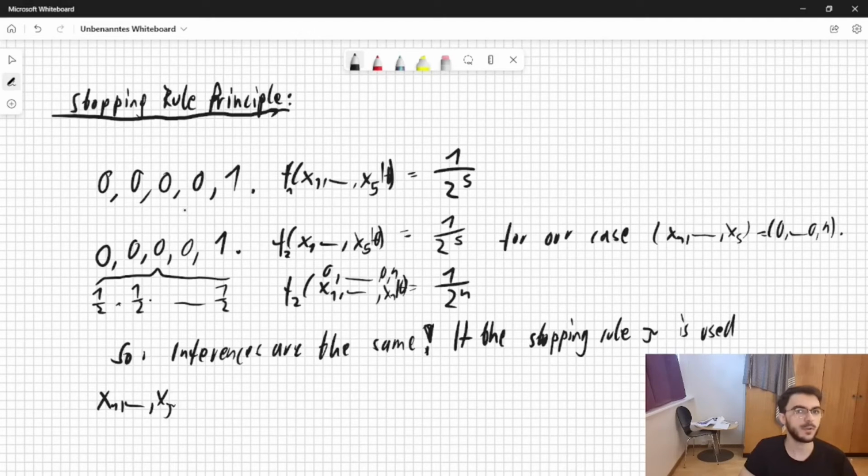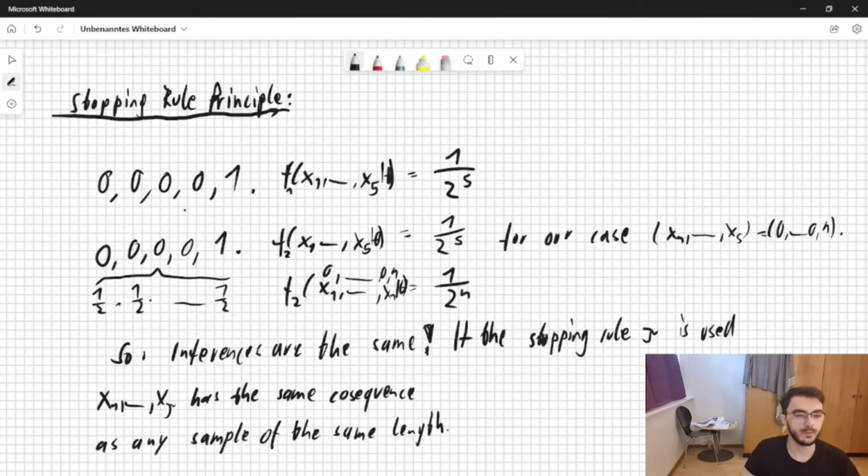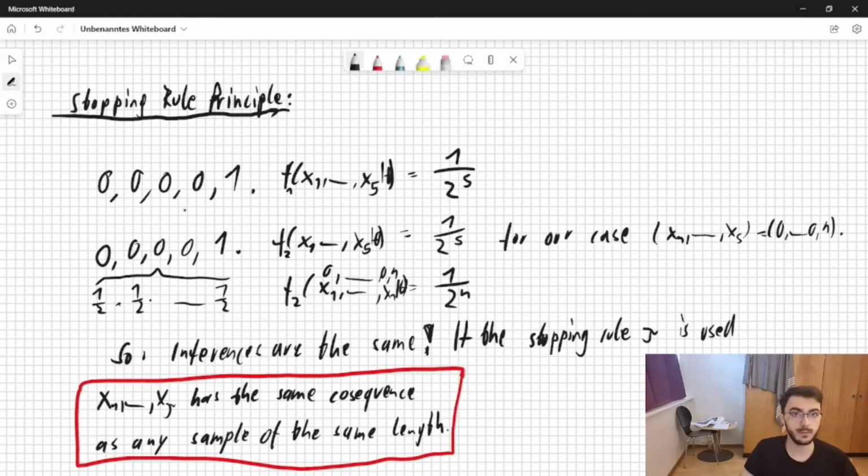We can stop the experiment for any reason whatsoever. The resulting inference will be the same. So we can say it has the same consequence as any other sample, any other stopping rule, or we can say in general any kind of sample of the same length. So the choice of the stopping rule doesn't matter. This has huge implications. Why?